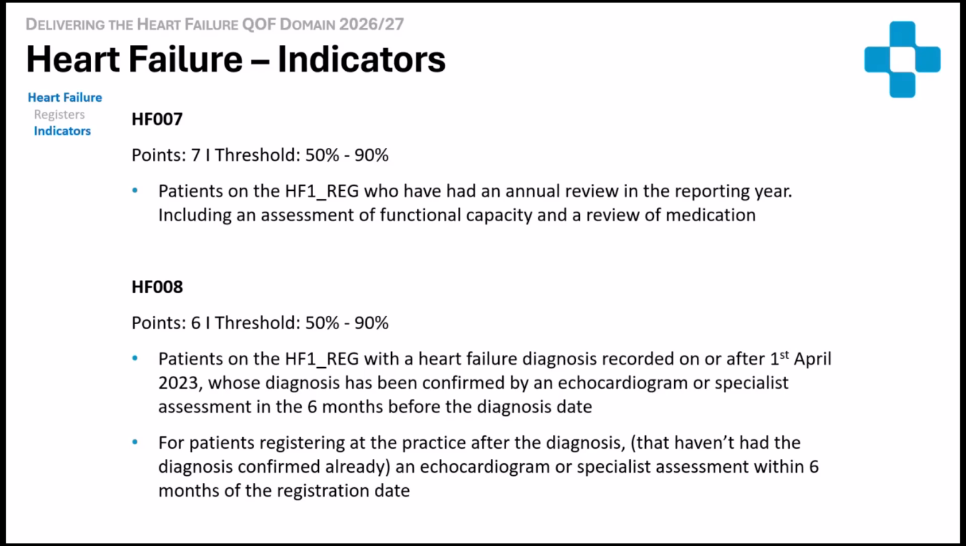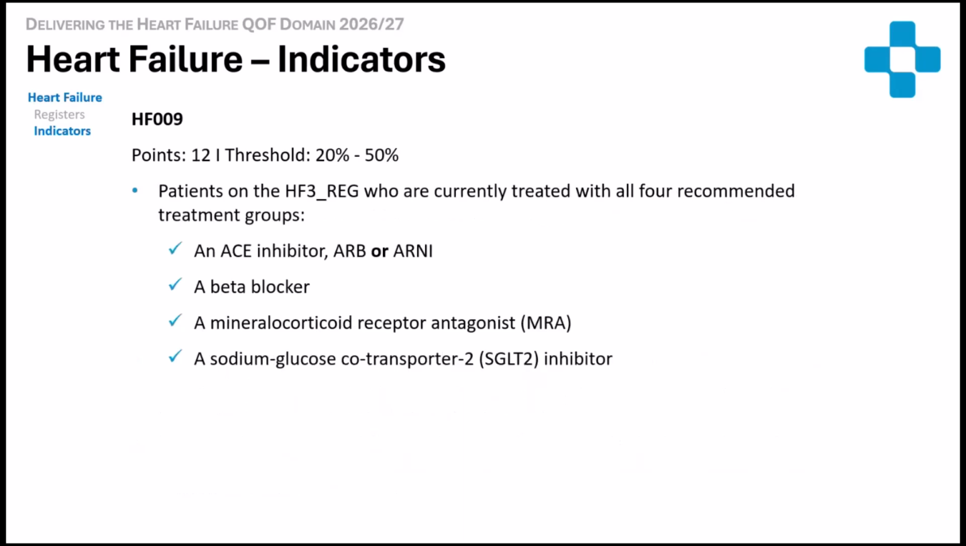You do actually have to record that you've done the assessment of functional capacity, which relates to your New York Heart Association classification and the medication review code on that one. So that one is worth 7 points. And again, the thresholds are high, so you've got 50 to 90% for the achievement on that one. And now if we look at the next one, so that's HF009.